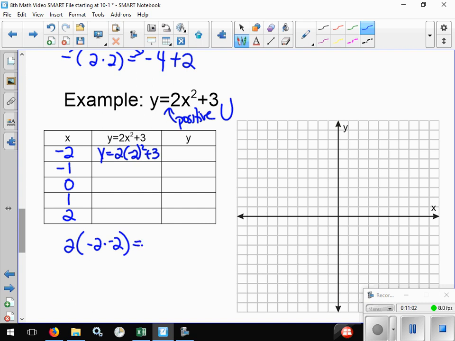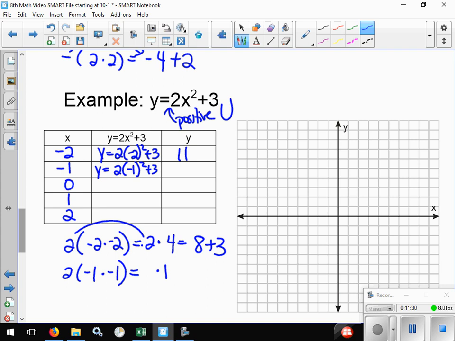Got to do the exponents first. Negative 2 times negative 2 is 4. Then we multiply. 2 times 4 gives us 8. Then plus 3. Remember the plus 3. So that is 11. Okay, so then y equals 2 times negative 1 squared plus 3. So we have 2 times negative 1 times negative 1. Negative 1 times negative 1 is 1 times 2, which is 2, plus 3, which is 5.